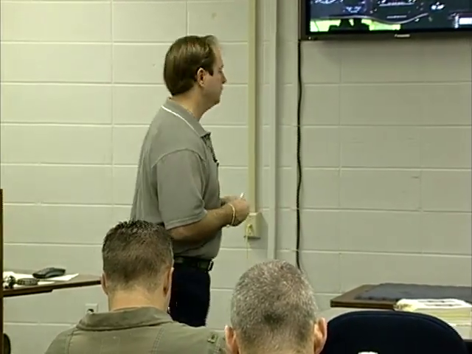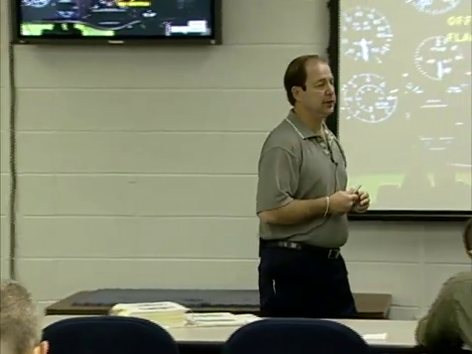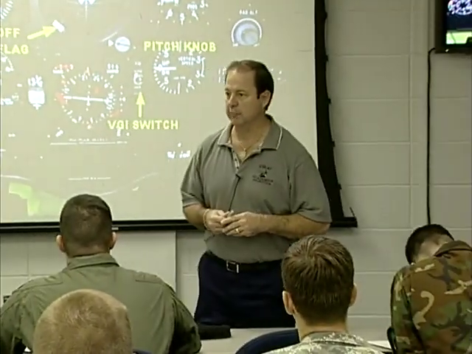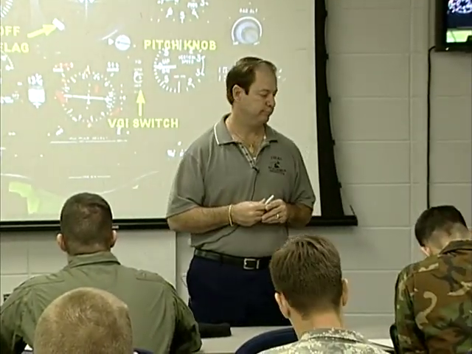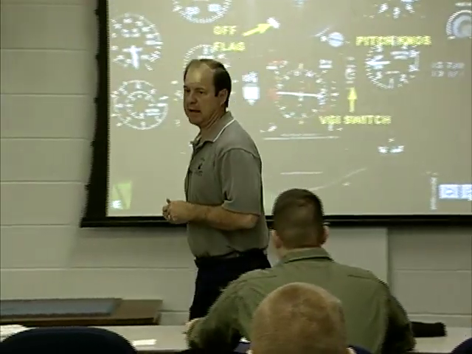Which means what? Which means we not only have 2 attitude indicators, we also have to have 2 what? Vertical gyros. Those vertical gyros are going to be located in the avionics closet between station 95 and 120 on the left-hand side of the aircraft.